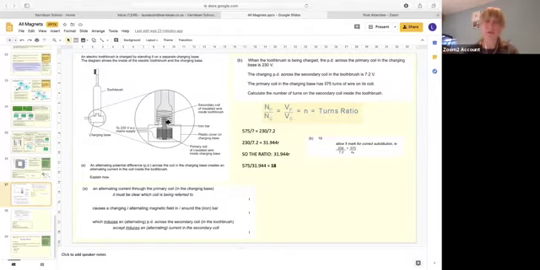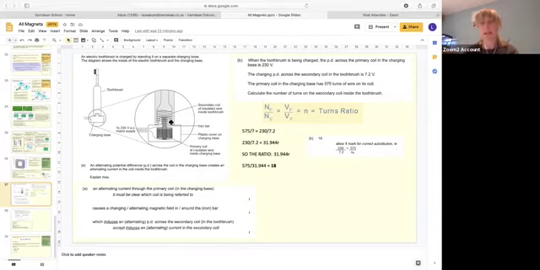But what the transformer does is it takes ratios of coils. So when the toothbrush is being charged, the potential difference across the primary base is 230 volts. The charging potential across the secondary base is 7.2 volts. Here I've got 575 turns. How many have I got here?